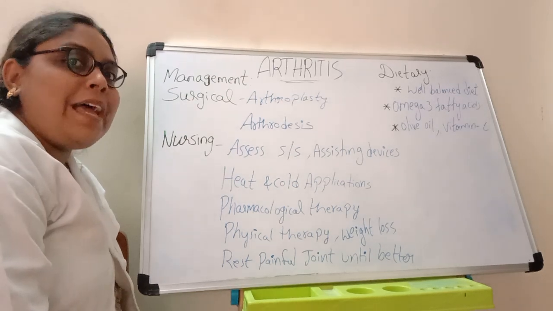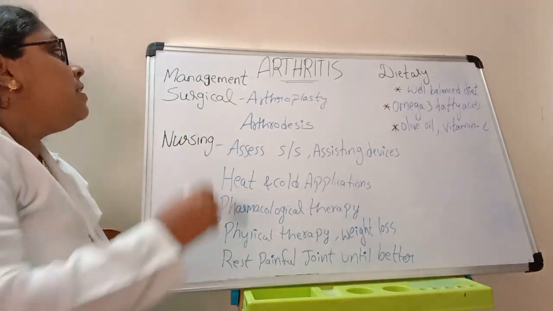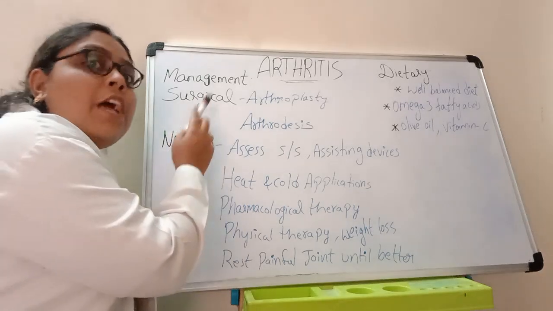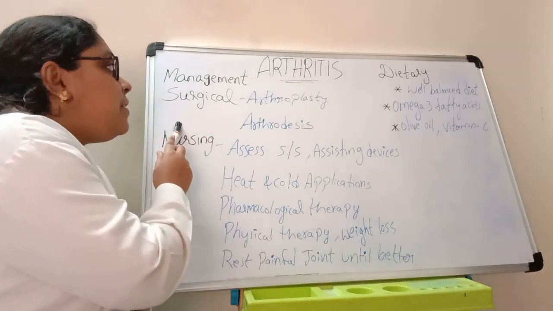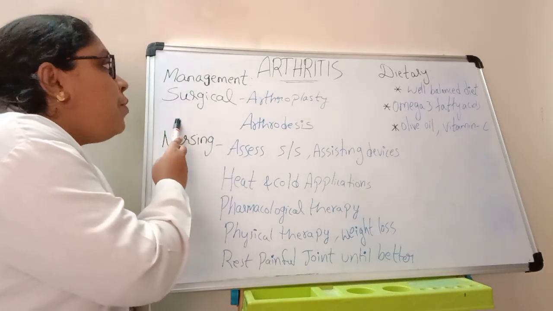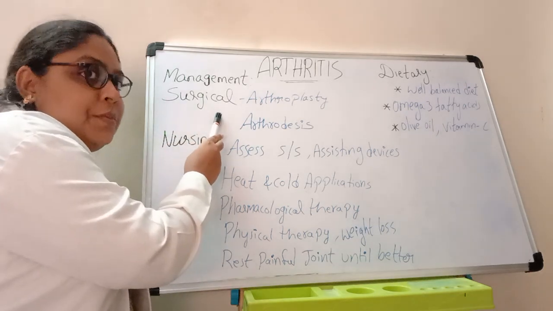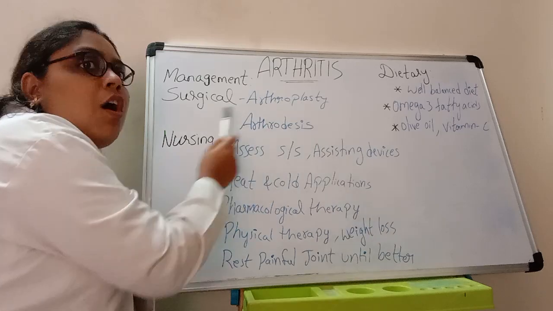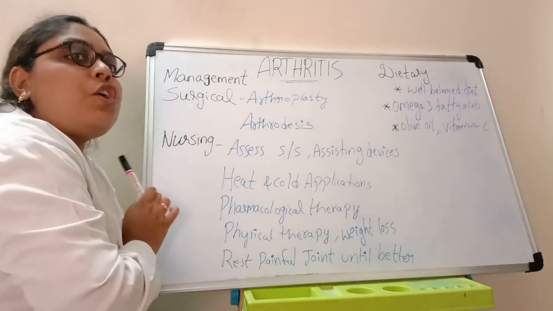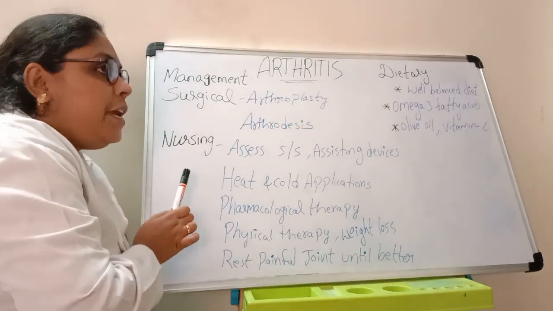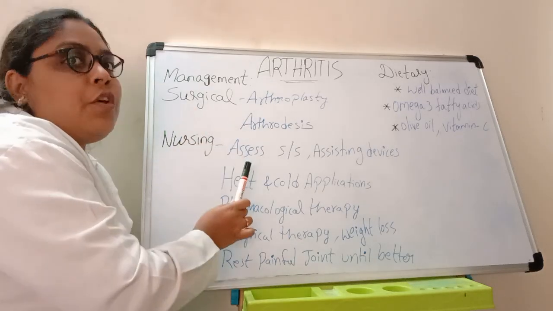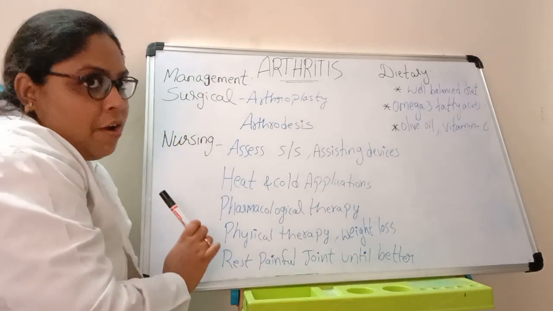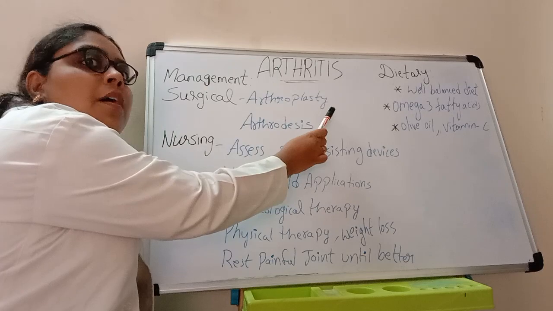The surgical management of arthritis. The two main aims are joint function and joint movement, for which we go for surgical management. So what are those? First one is arthroplasty. Arthroplasty means nothing but joint replacement. Here we replace the damaged joint with an artificial joint. So that is the arthroplasty.